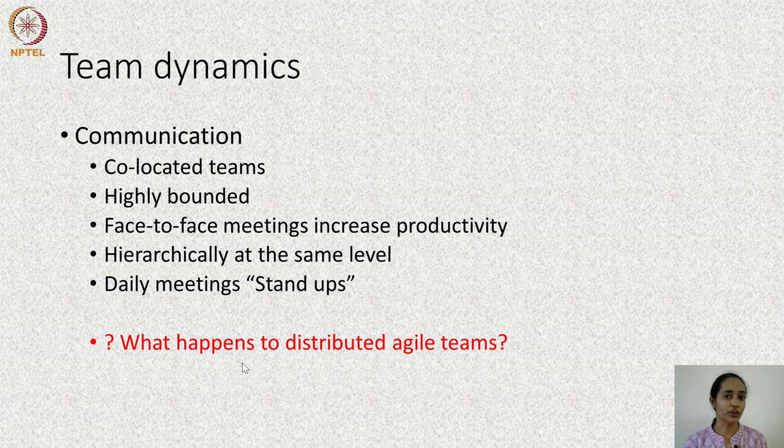Now, one important question which both researchers and practitioners are trying to answer is what happens to distributed Agile teams? Because of the scarcity of certain resources and because of business contexts, sometimes teams have to be distributed. We are still figuring out ways in which we can come up with processes and policies to ensure distributed Agile teams work in an effective manner.